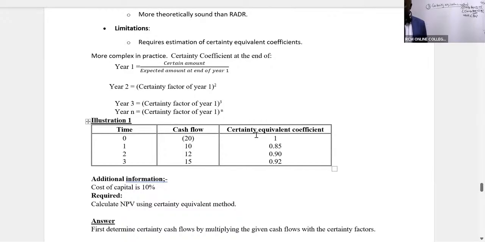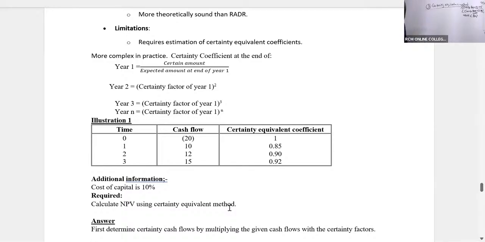So illustration number 1, they've given us the time there, 0 up to 3. Then we have the cash flows. Then we have the certainty equivalent coefficients. Are you able to see that? Additional information, cost of capital is 10%. So required, calculate NPV using the certainty equivalent method. So this is really easy peasy.